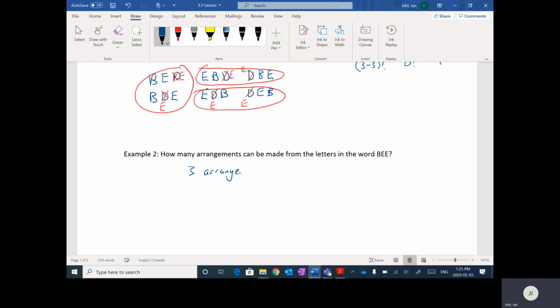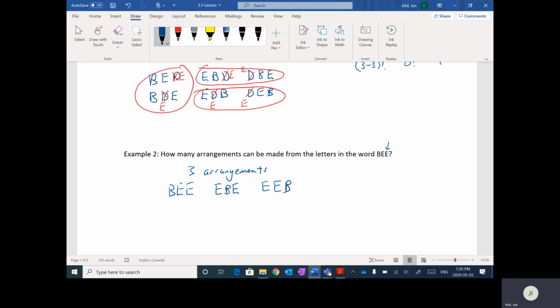Since the E is being repeated, instead of having bed, we have BEE. So you can see here visually. Maybe I'll just write that out. We can only have BEE, EBE, then EEB. Okay, so there's no other possibilities.